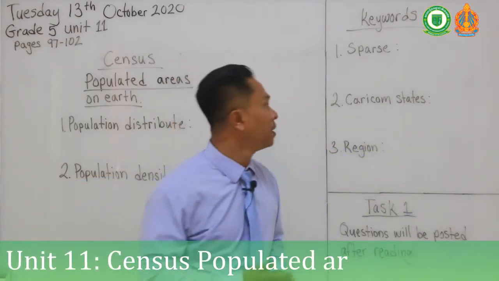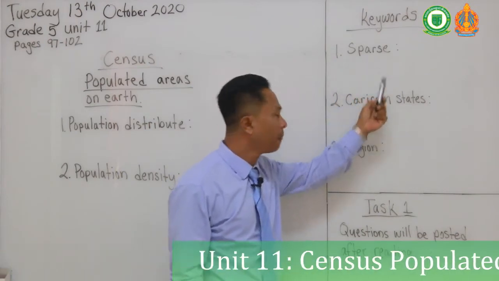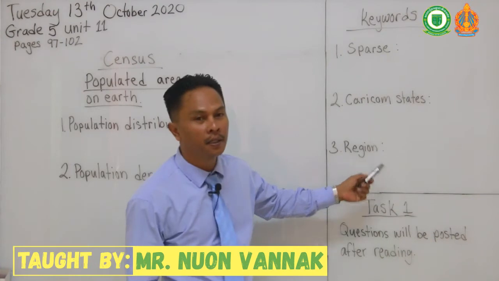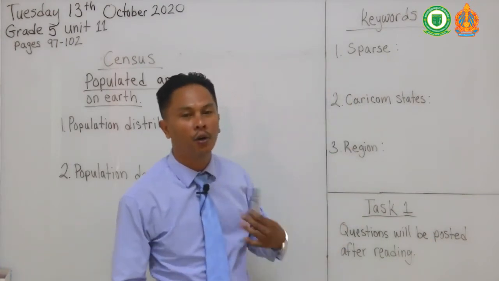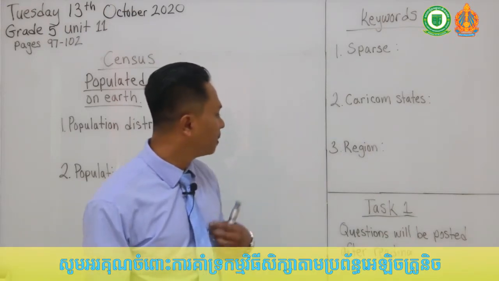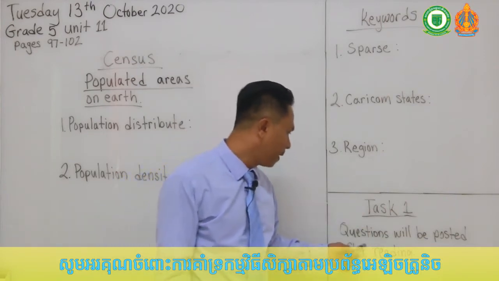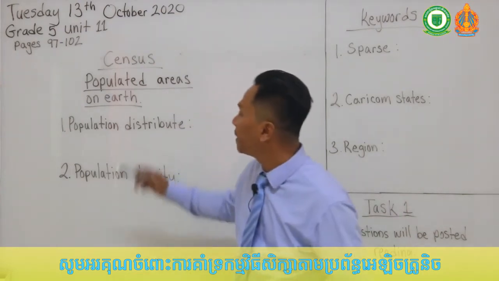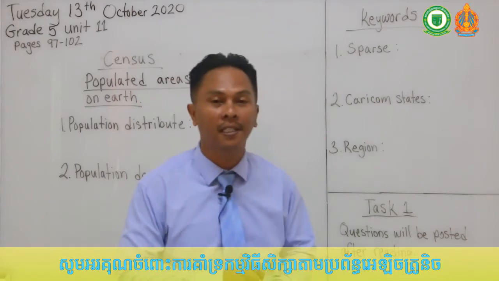So moving along to your keywords. I want you to understand the words sparse, CARICOM states, and region. Before you start doing your task, I want you to look up these words, and in your own words, tell me what they mean. And that'll be it for video clip 1, your task. The questions will be posted for you after you're done reading pages 97 through 98. I'll post that to you in the group.